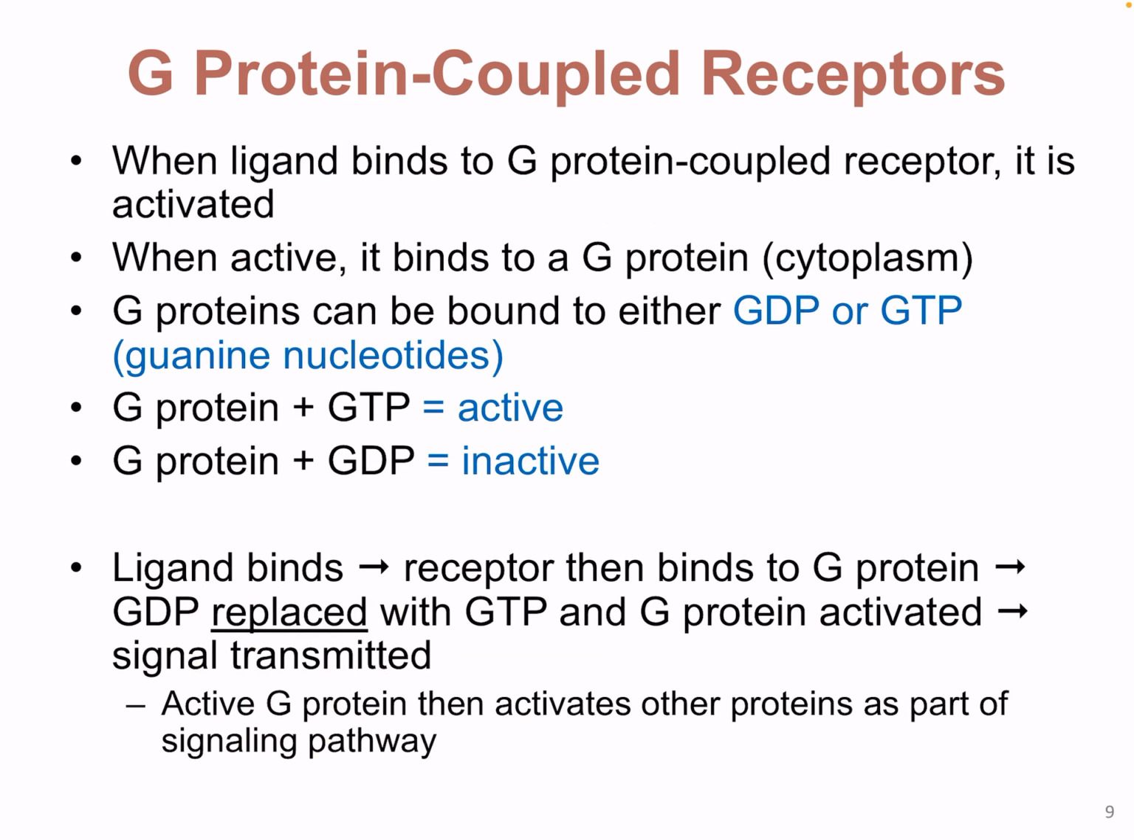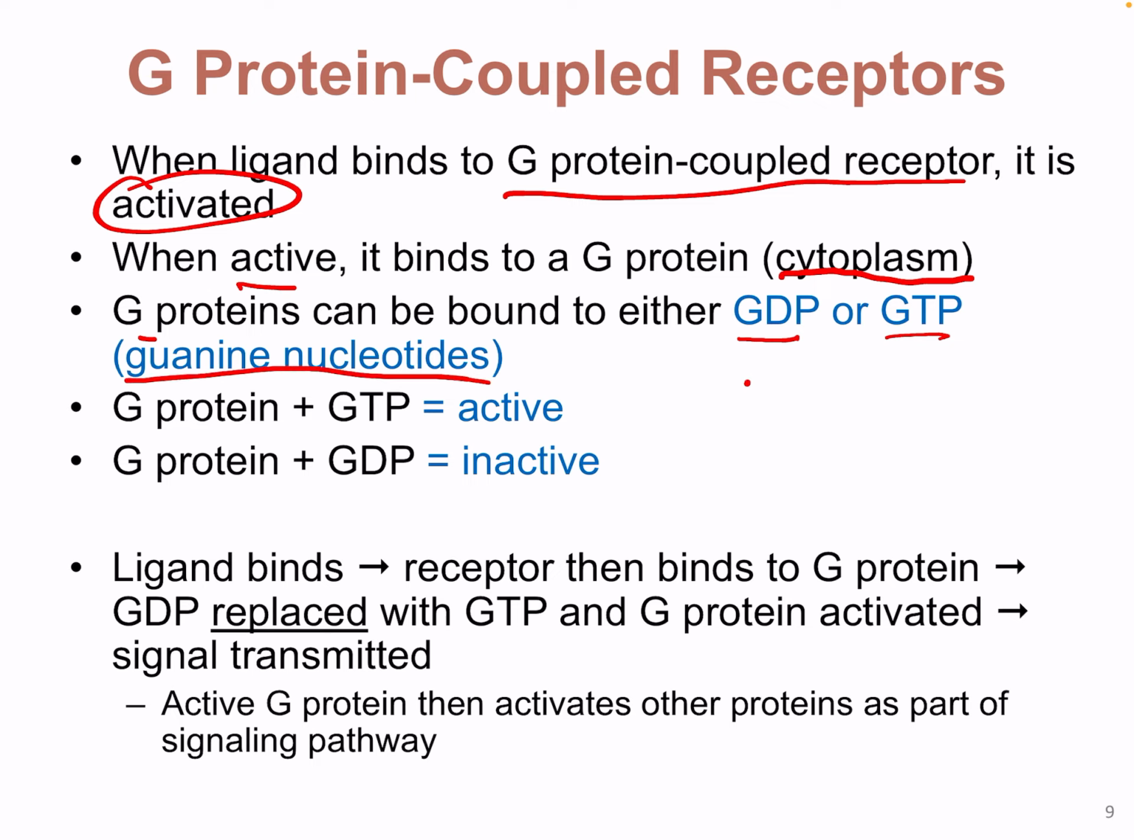When a ligand binds to the G-protein coupled receptor, it is activated. When it is active, it binds to the G-protein, which is within the cytoplasm. That's important. These G-proteins can be bound to either GDP or GTP. These are the guanine nucleotides: guanine diphosphate and guanine triphosphate, similar to ADP and ATP. So again, a G-protein plus GTP equals active. Think of GTP as the energy, essentially, like ATP, and GDP is inactive.